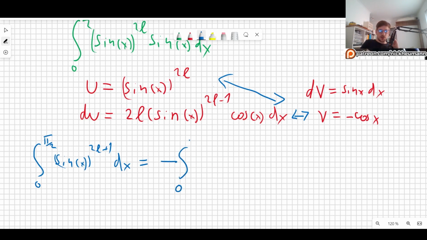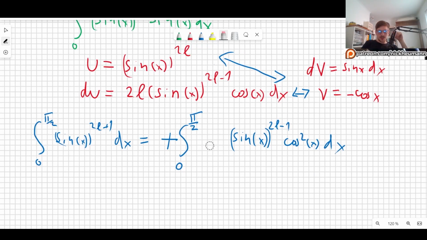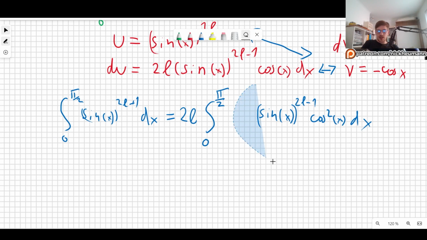So minus the integral from 0 to pi over 2. And I get 2l. I have another minus, so we get plus. And then we have sine of x to the 2l minus 1 times cosine squared of x dx. Now, of course, the 2l we can just take out of the integral. So this will be simply 2l. And now I'm just going to shove this together. I don't like this space, but of course it doesn't really matter.